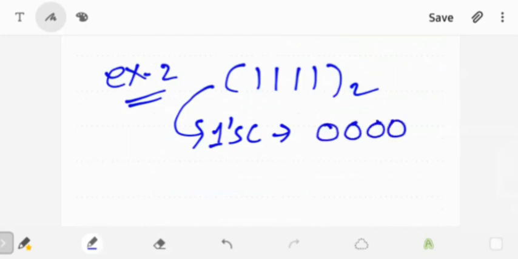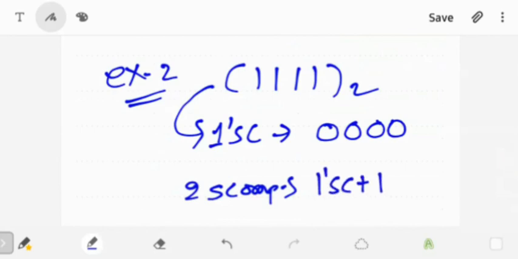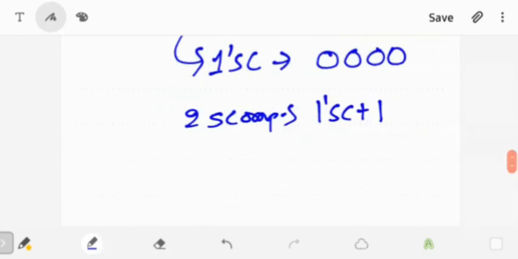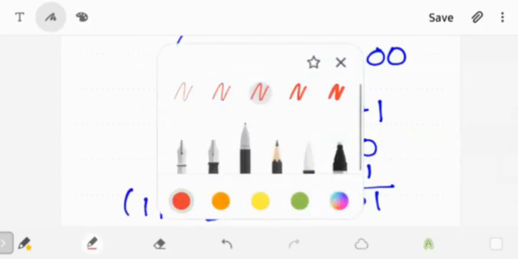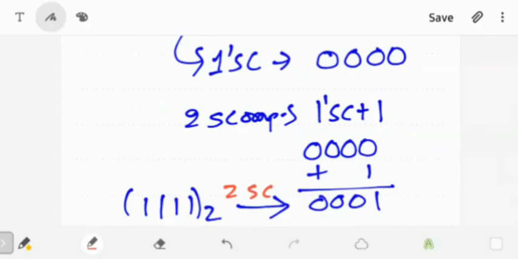I would like to find 2s complement. So what do I have to do? 2s complement is 1s complement plus 1. So what was the 1s complement value? It was 0000 plus 1. What will you get? So this is 0001, the 2s complement of whom? Understand? 4 ones are there. Its 1s complement is this. Its 2s complement is this.